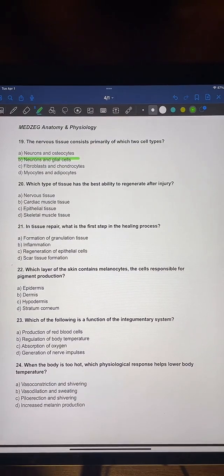Number 20, which type of tissue has the best ability to regenerate after injury?